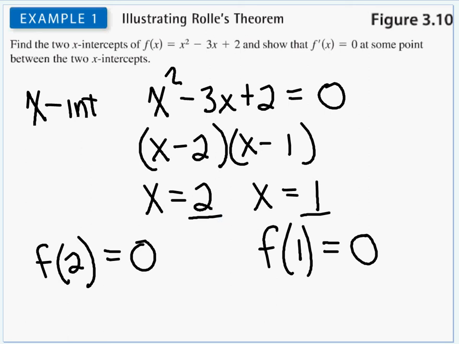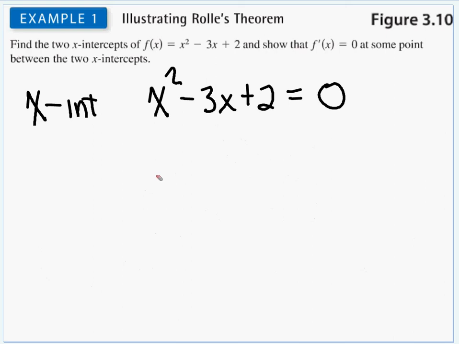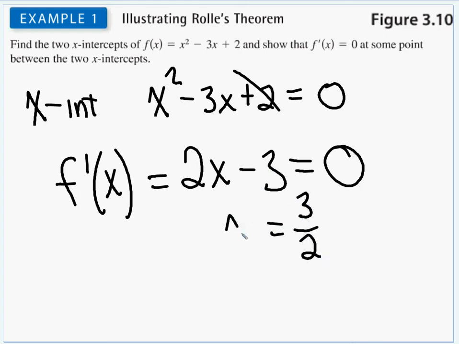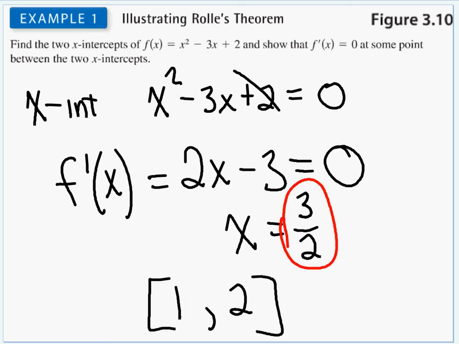So let's derive f prime of x. Nice easy derivative: 2x and a -3, the 2 derives away. And how do we find horizontal tangent lines? We set our derivative equal to 0. And when we solve this, we're going to add 3 and divide by 2. So x equals 3/2. Now think about that. When we did our endpoints, our interval was 1 to 2 from our x-intercepts. This number is where our horizontal tangent line would be, and that is right in between 1 and 2.